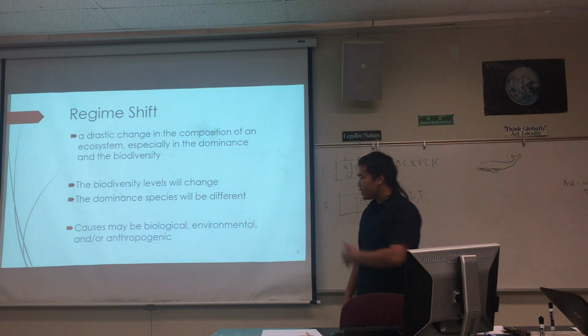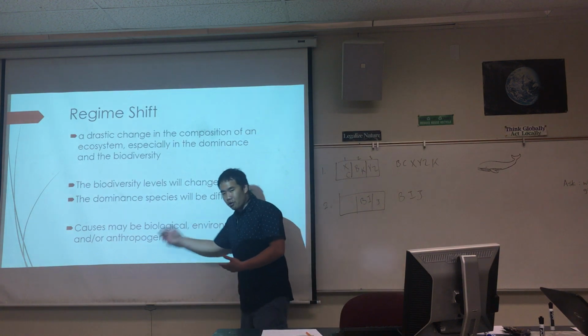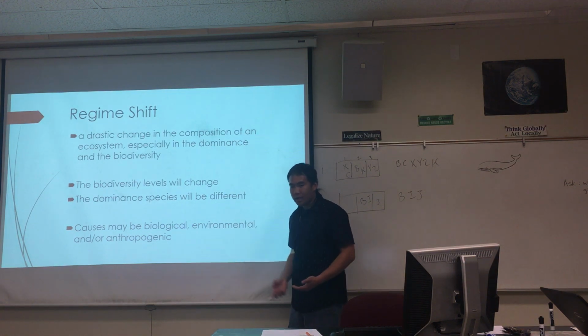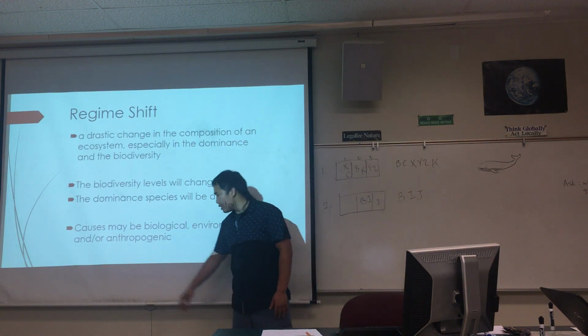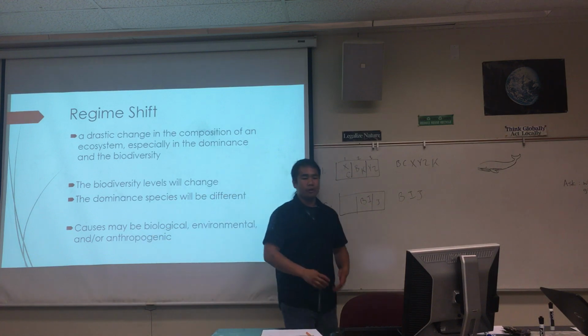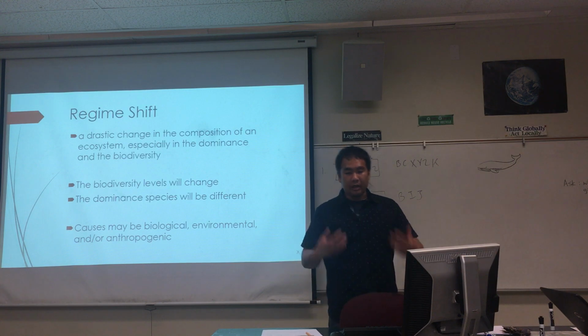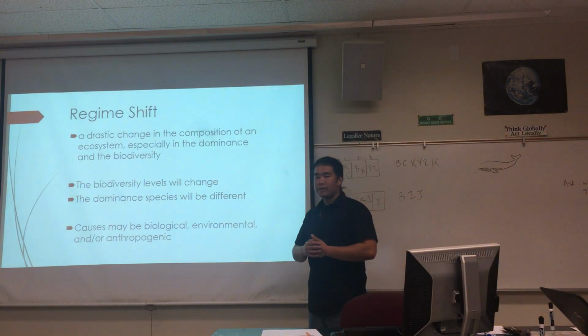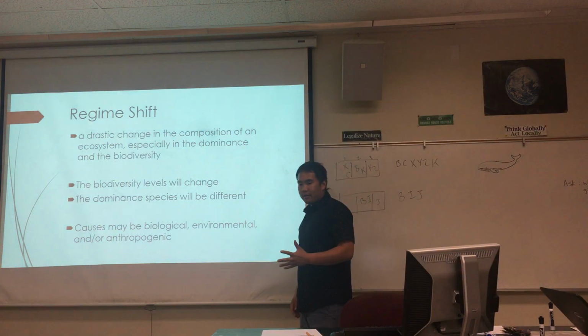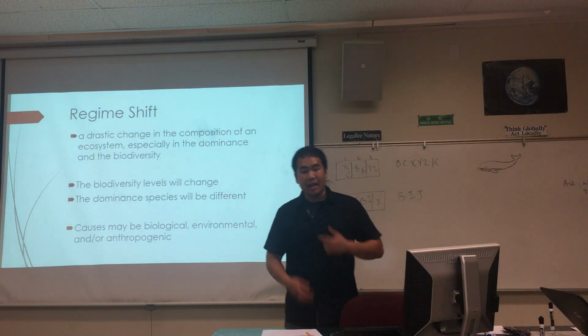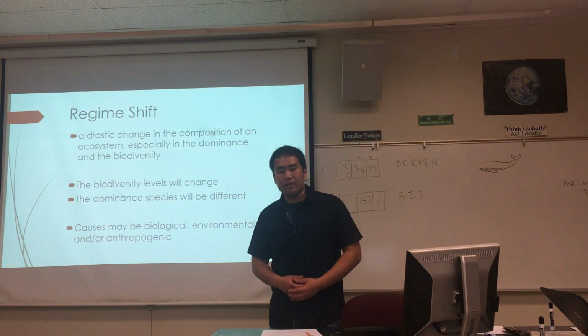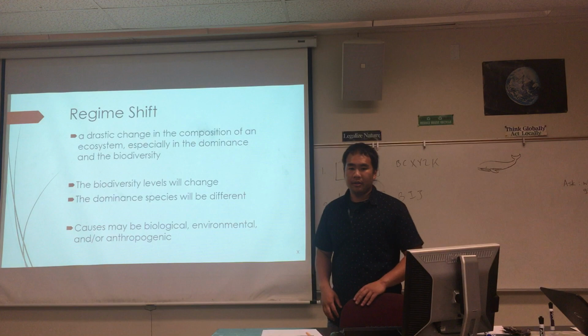Okay, so the cause of the regime shift may be biological, caused by other organisms, environmental, like the environment changes, but of course, anthropogenic, which means caused by people. And when we talk about tomorrow, our lecture on coral reefs, we will see the 5 threats to biodiversity that are anthropogenic, right? The 5 anthropogenic threats to biodiversity, okay?